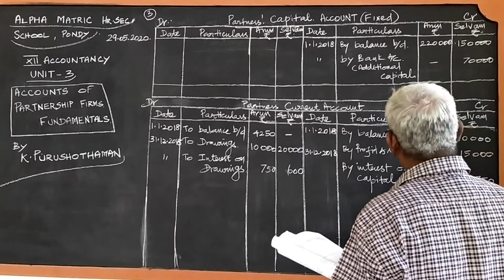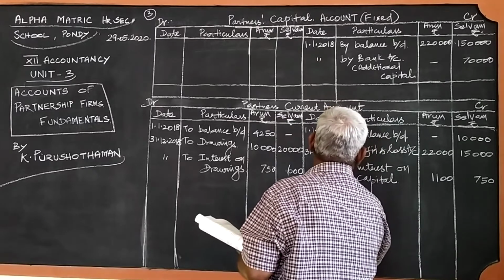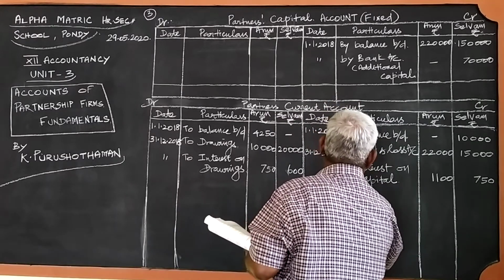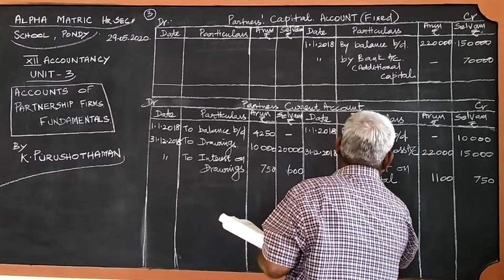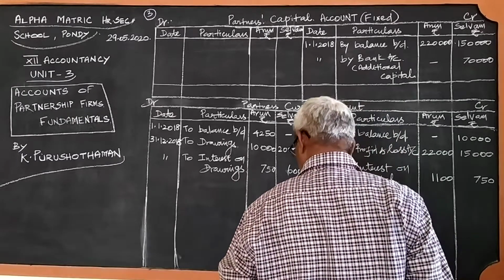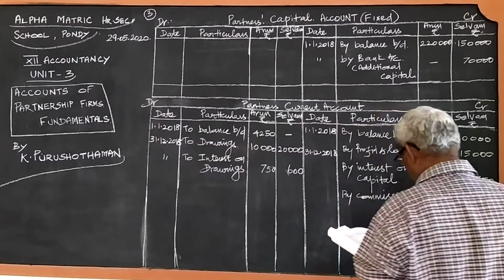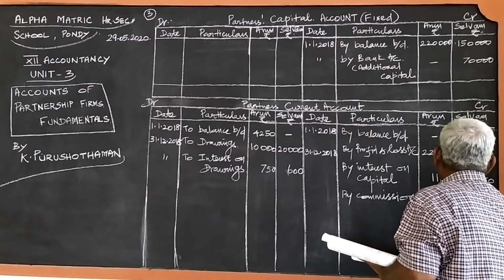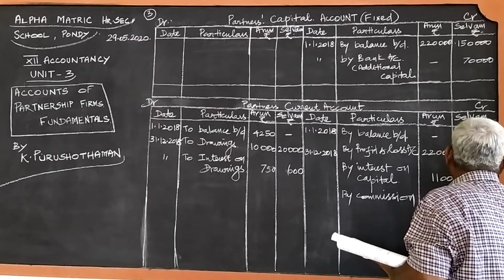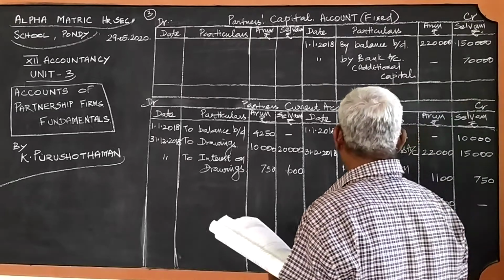Then by commission, commission is also an income to the partners. By commission, but commission is given only to Arun, not for Selvam, 6,900. Then the last item, salary.